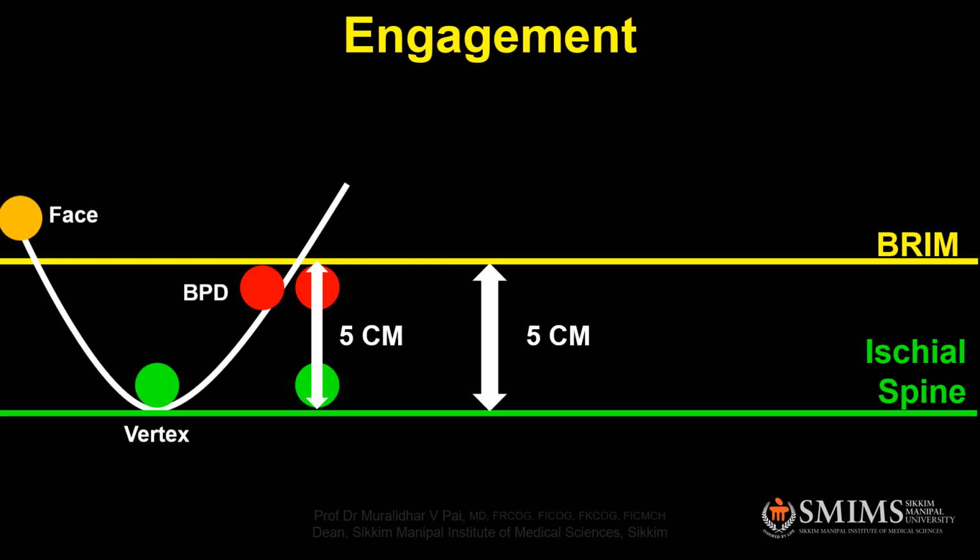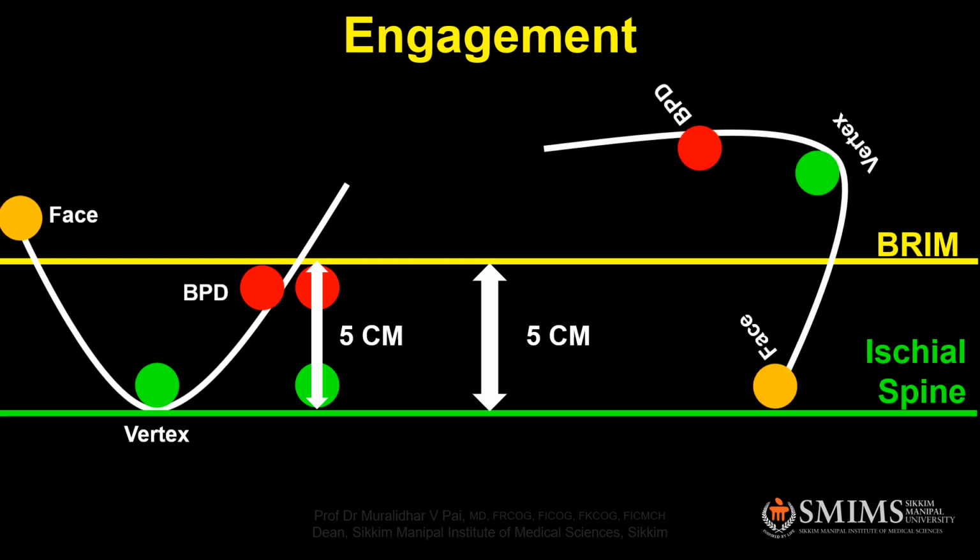However, this is not true in case of face presentation, even though the theoretical definition of engagement in face presentation remains the same. That is, when the biparietal diameter crosses the pelvic brim, the head is engaged in face presentation. But the face is not at the ischial spine, it is much below. Why is that? Again, we need to understand the mathematics here. The distance between the face and the biparietal diameter is 7 centimeters and not 5 centimeters.